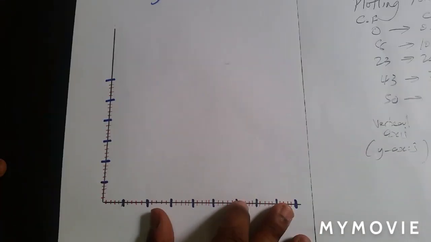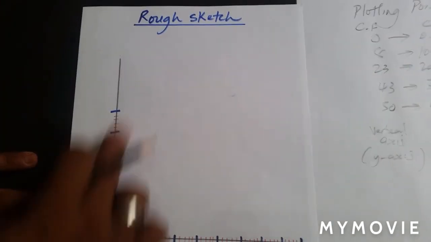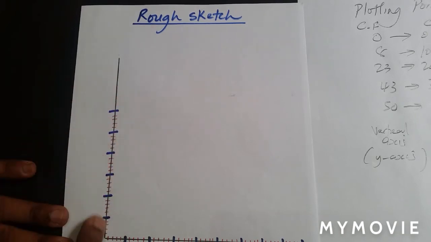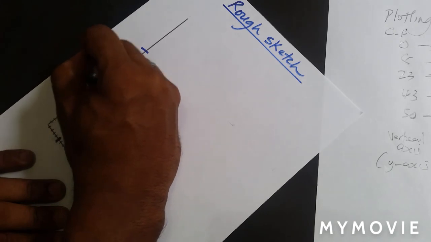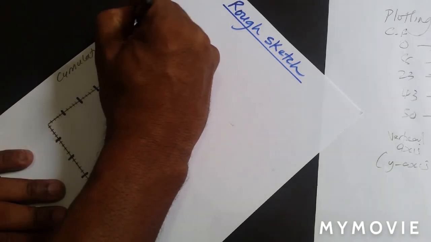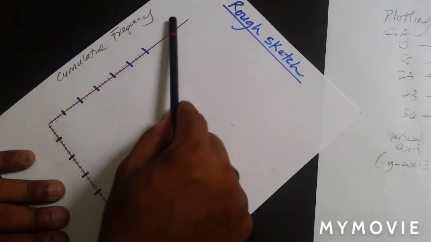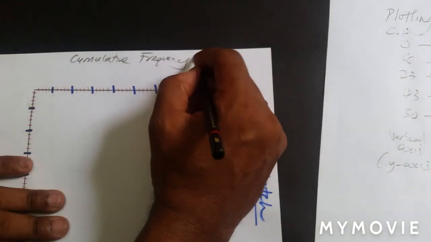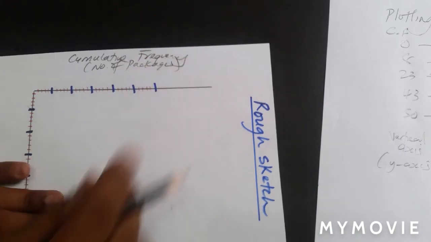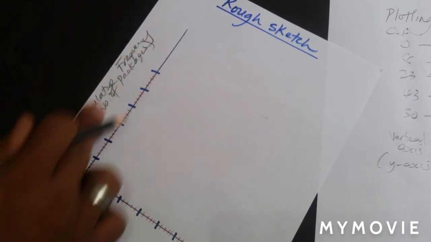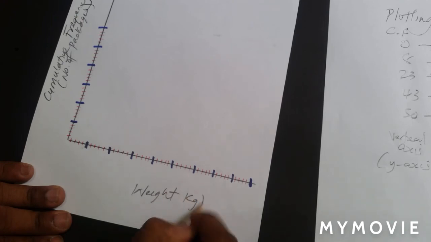So right away, guys, this vertical axis here, we're doing a rough sketch. This vertical axis here is going to be cumulative frequency. So I'm just going to put cumulative frequency, right? And this is going to represent the packages that are being weighed. So this really represents the number of packages, okay? So let's say that there are packages being weighed. So this is the cumulative frequency axis, and down here is going to be weight in kilograms.